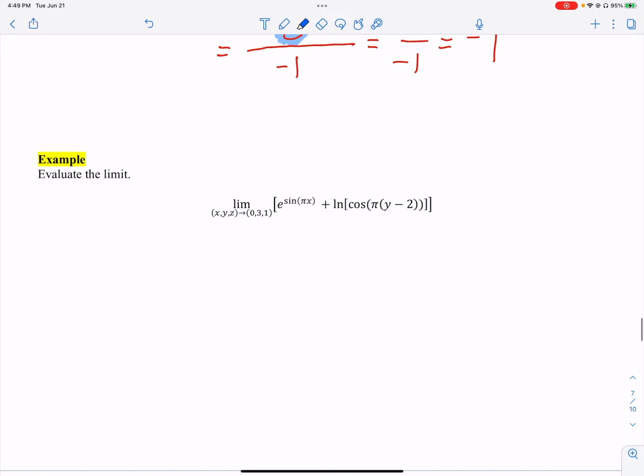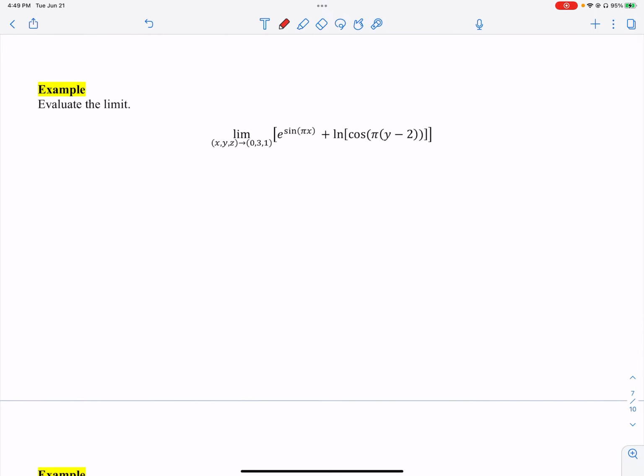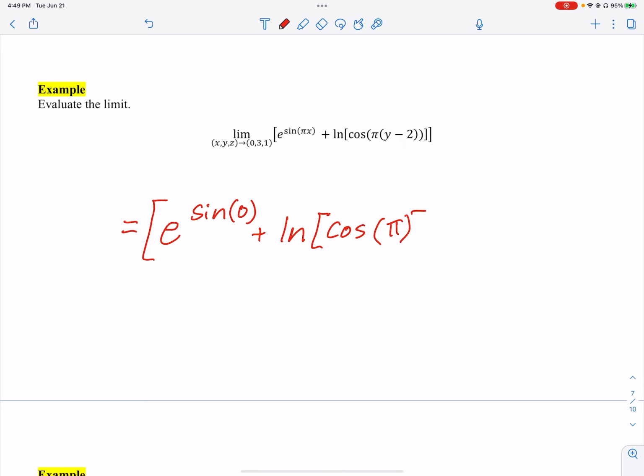Okay, let's do another one. This one looks absolutely disgusting. But remember, if we can plug it in, we're good. So let's try it. Maybe it'll chill out when we plug stuff in. I got e to the sine of pi times x, that's just 0, plus ln of cosine of, okay, we're going to plug y in here. Okay, plugging in y. I feel like I'm missing my z somewhere in this problem. Nope, there just isn't one. So that's good. Y minus 2, if I plug a 3, I get a 1.